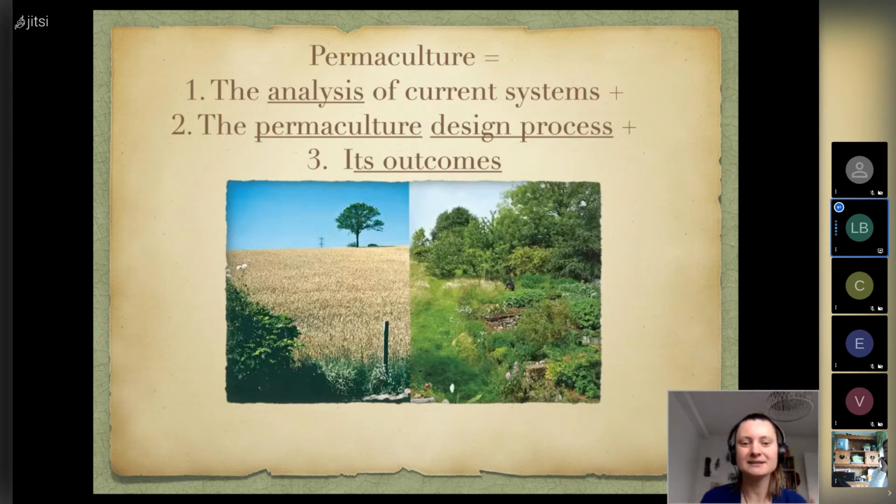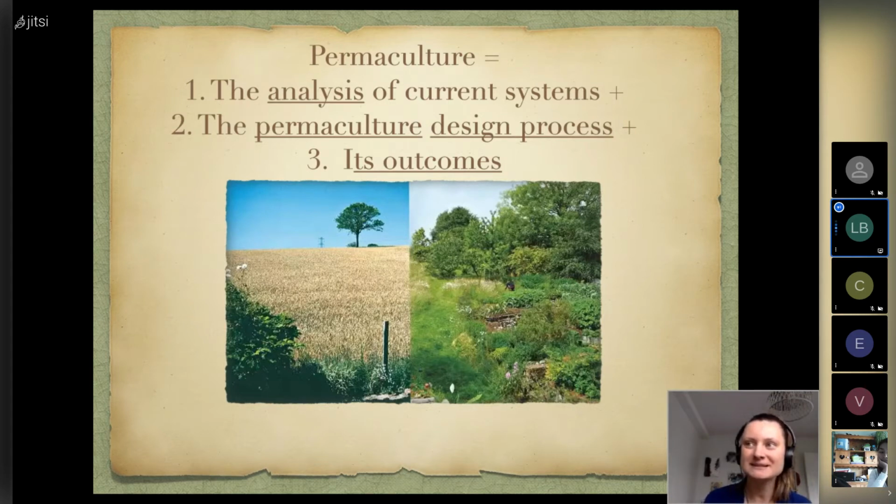And then that analysis can inform a design process where you understand the parts of the system that you want to change, and think about your goals and where you want to get to with your design process. And then finally, that results in an outcome, which is the visible thing that people who haven't been in your head or privy to your design process actually see.